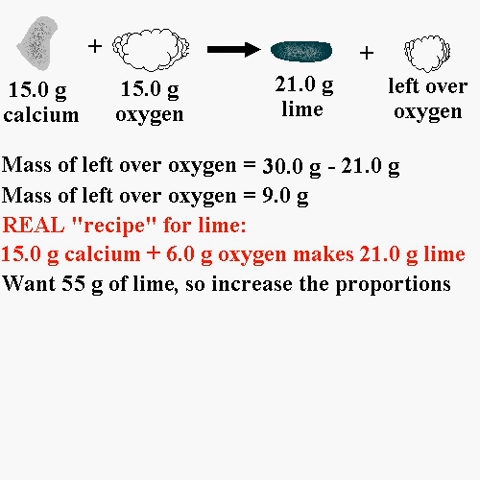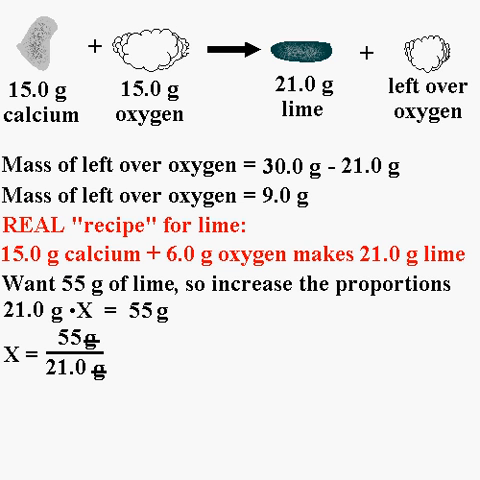Well, if I want to make 55 grams of lime, and I know how to make 21.0 grams of lime, all I have to do is figure out what number, when multiplied by 21.0 grams, will make 55 grams. Mathematically, I would say 21.0 grams times x equals 55 grams, and I need to figure out x. Well, I can figure out x using algebra. x is just 55 grams divided by 21.0 grams. That's 2.6. Notice there are no units attached to this because the units of gram canceled. This is called a dimensionless quantity.